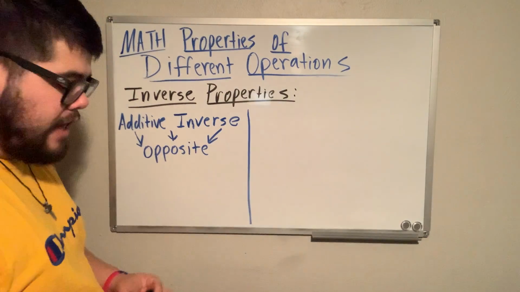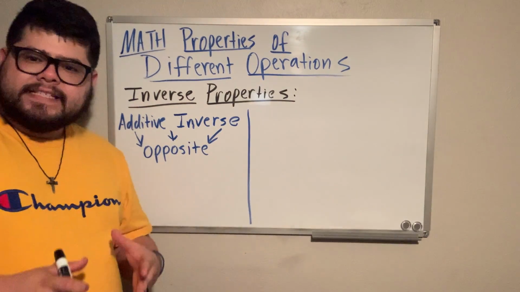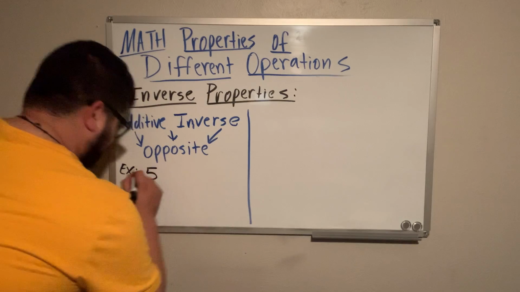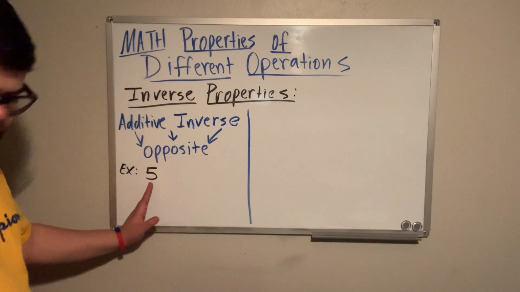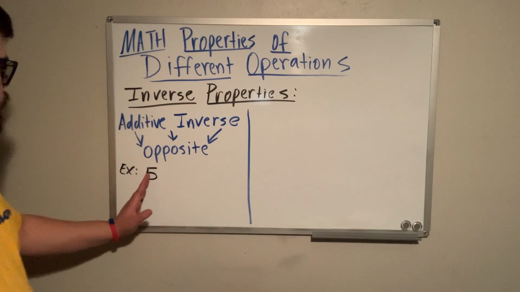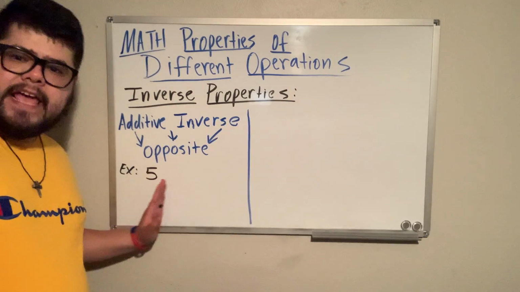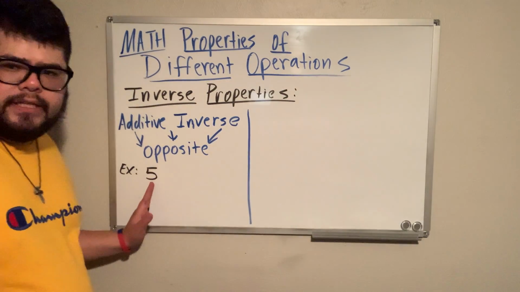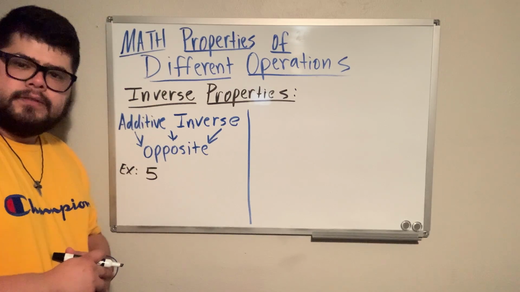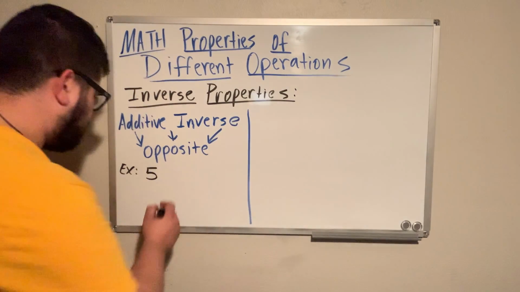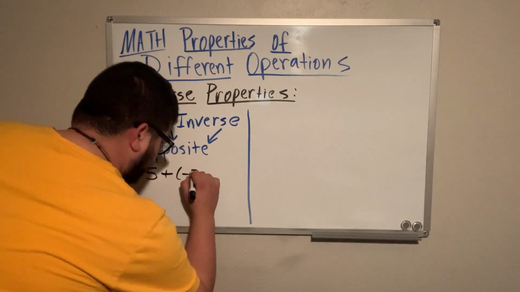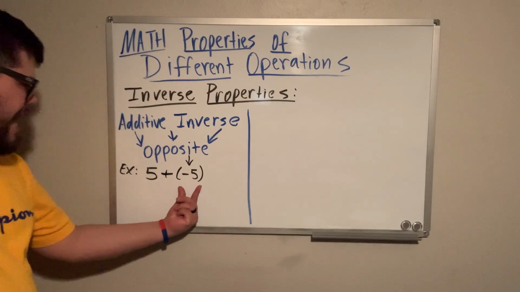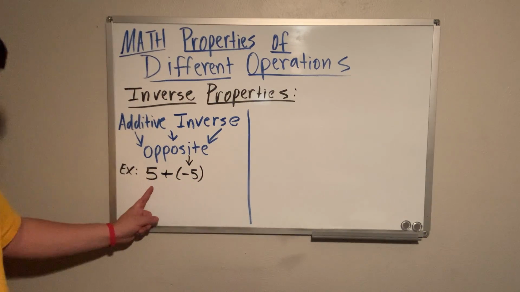Now, examples again. What we want to see from this is that we're going to have a number. Let's start with the first example. We're going to have a number like the number 5. Now, what we're going to do is add the inverse to the number 5. What is the opposite of the number 5? Negative 5, right? So we're going to add negative 5. This right here, negative 5, is the opposite, is the additive inverse of the number 5.